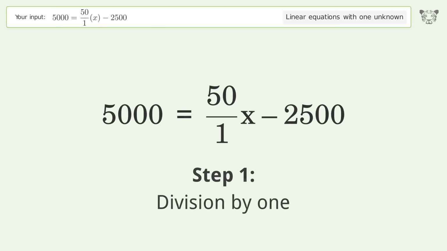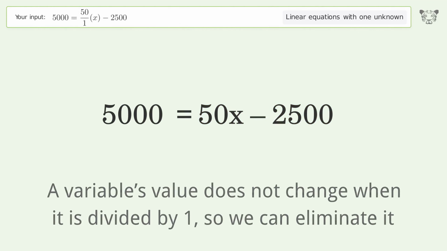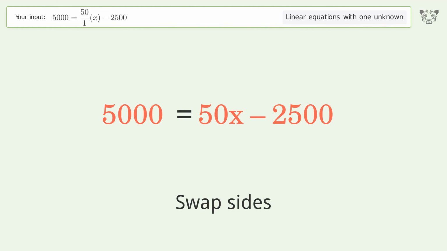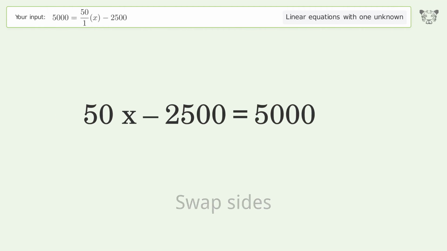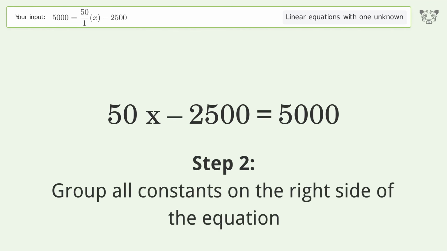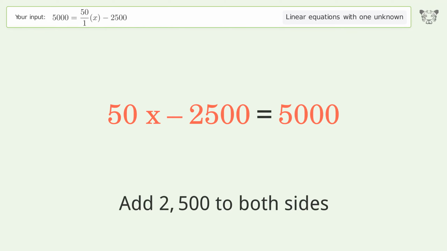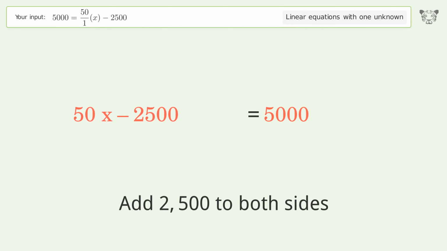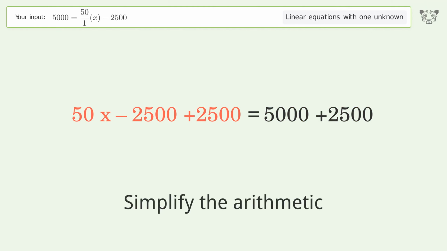Division by 1. A variable's value does not change when it is divided by 1, so we can eliminate it. Swap sides. Group all constants on the right side of the equation. Add 2,500 to both sides. Simplify the arithmetic.